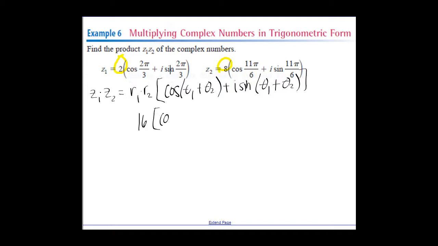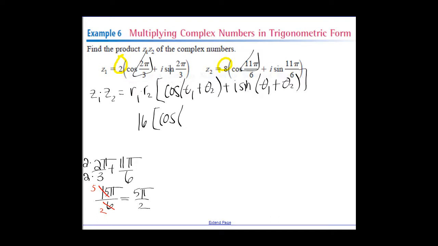Let's see, we've got cosine of 2 pi over 3 plus 11 pi over 6. If we get a common denominator by multiplying the first fraction by 2, we get in the numerator 4 pi plus 11 pi is 15 pi all over 6. You can reduce that down by dividing top and bottom by a factor of 3. Divide by 3, get 5. Divide by 3, get 2. So now we're at 5 pi over 2.